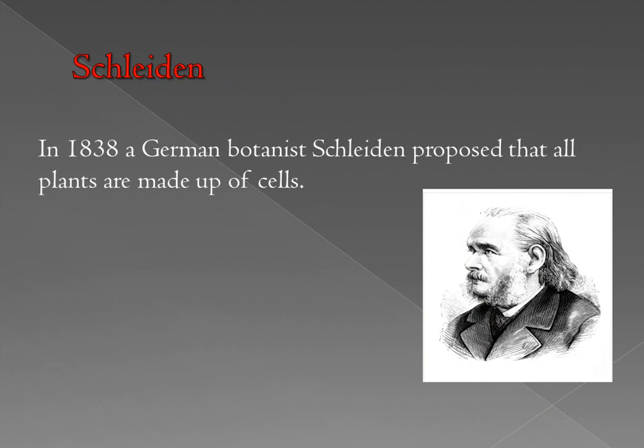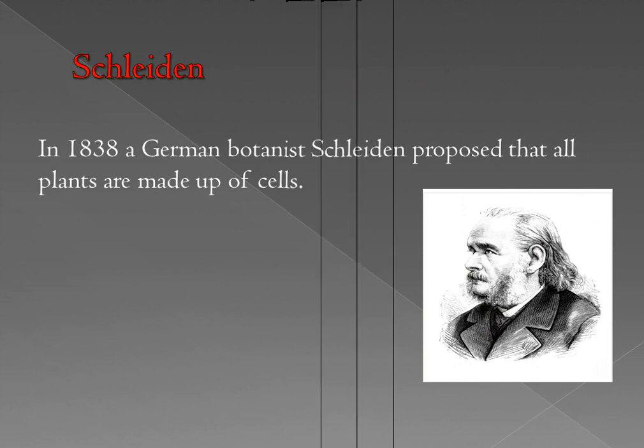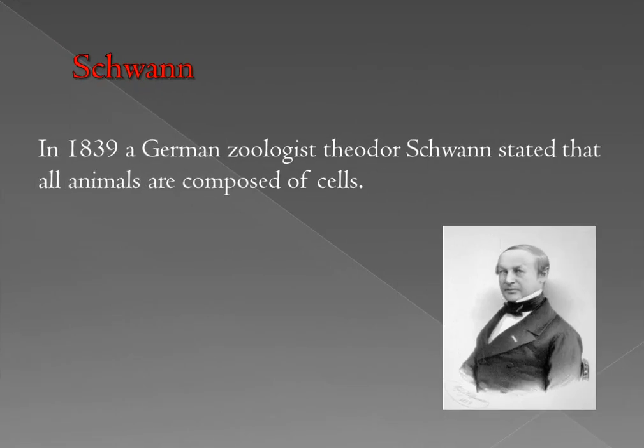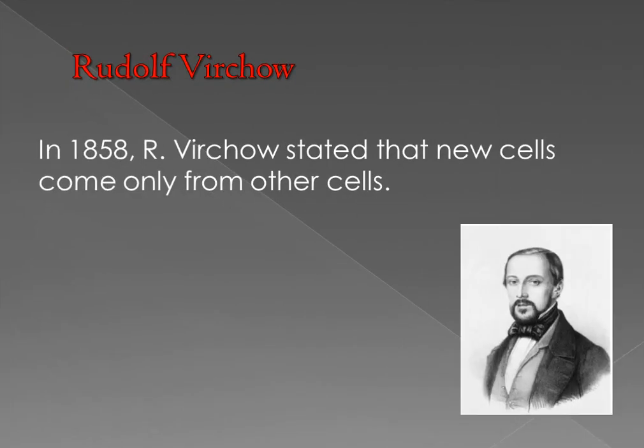Third one is Schleiden. In 1838, a German botanist, Schleiden, proposed that all plants are made up of cells. Next one is Schwann. In 1839, a German zoologist, Theodor Schwann, stated that all animals are composed of cells. Next one is Rudolf Virchow. In 1858, Virchow stated that new cells come only from other cells.